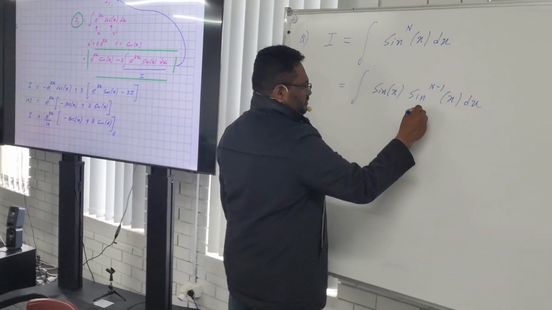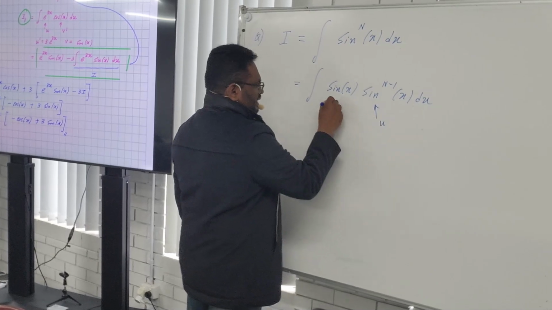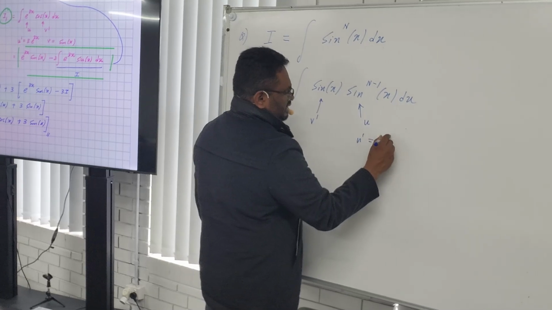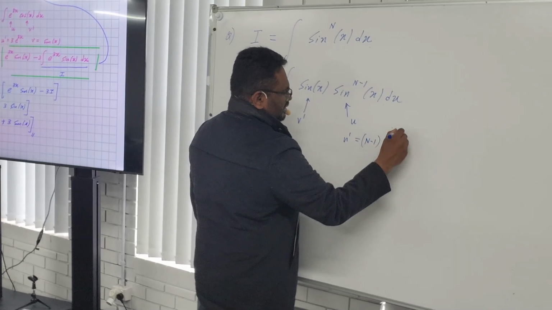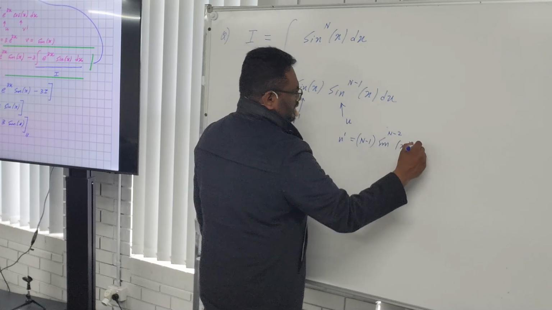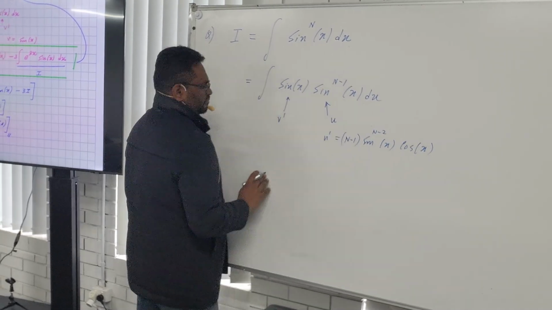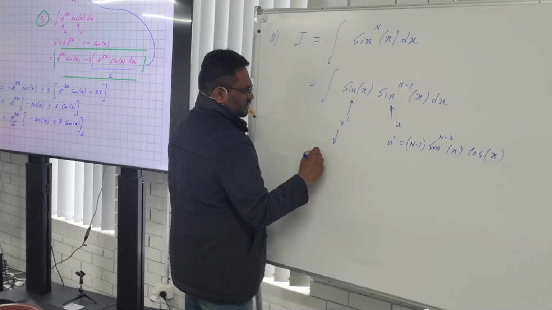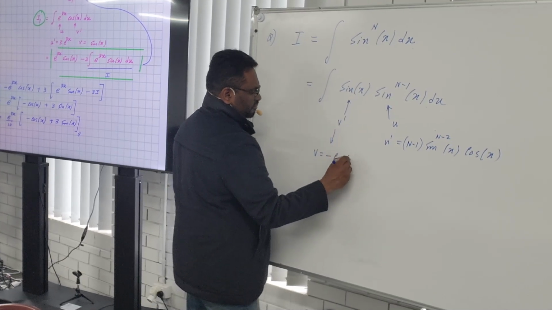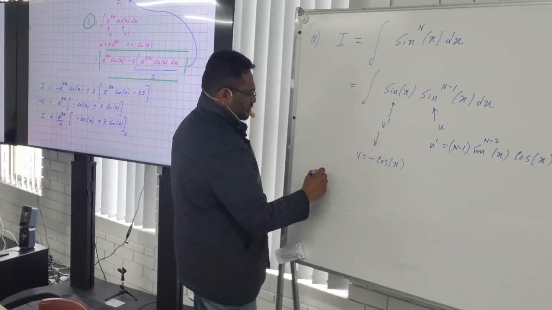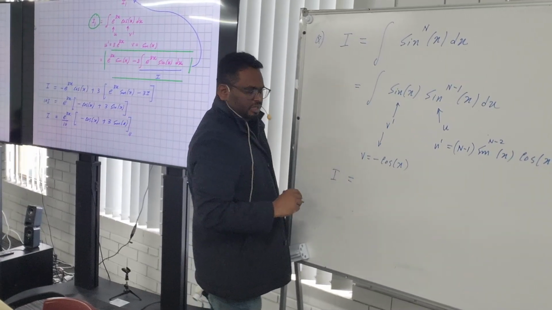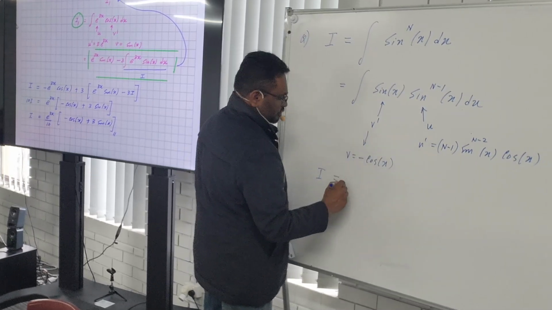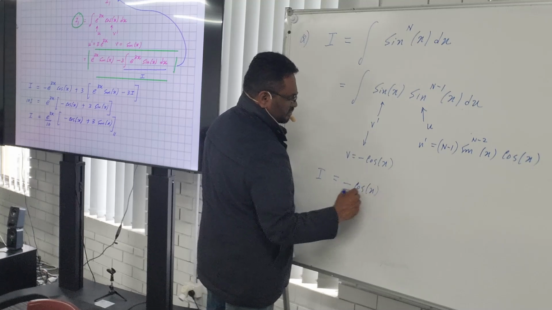So what I'm going to do is consider sin^(n-1) x to be u and sin x to be v prime. Then u prime is going to be (n-1) sin^(n-2) x cos x, since sin becomes cos. Then you integrate v prime, so v is going to be minus cos x. So you can write I as uv, where u is this and v is this, so it's going to be minus cos x.